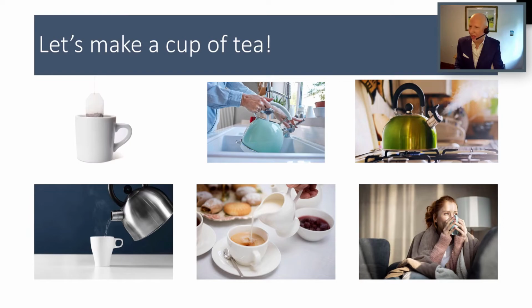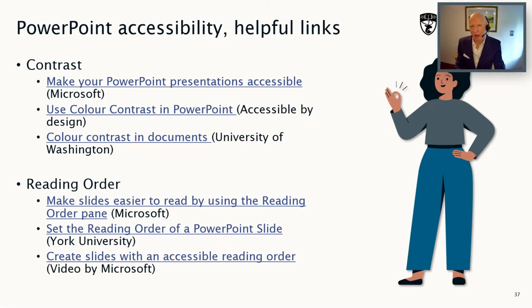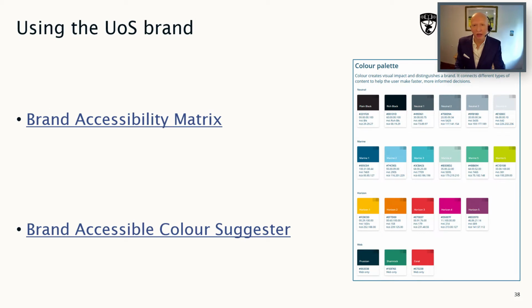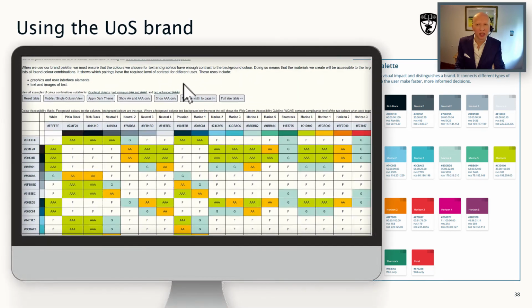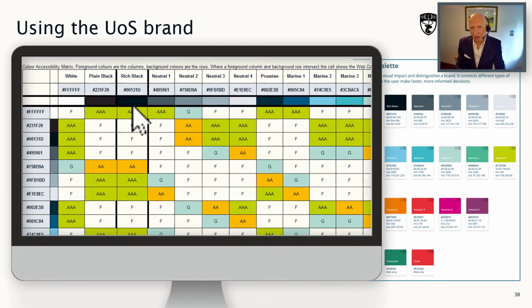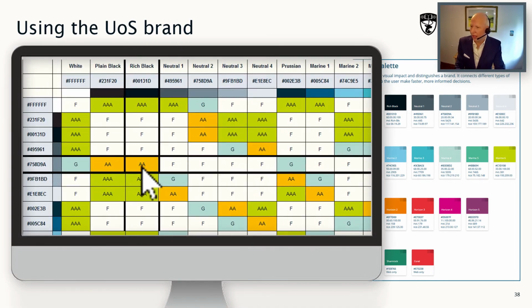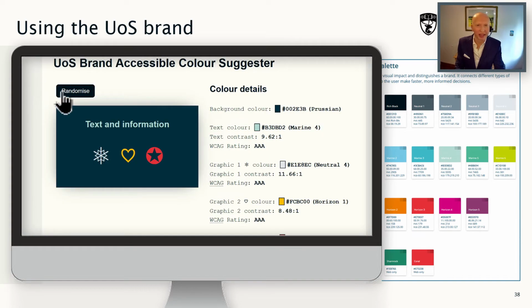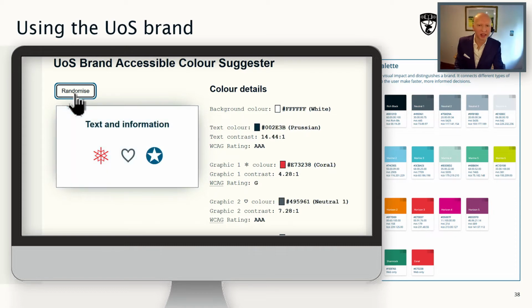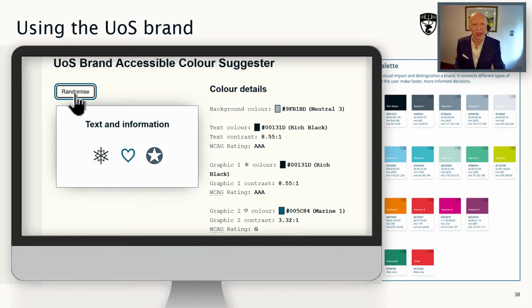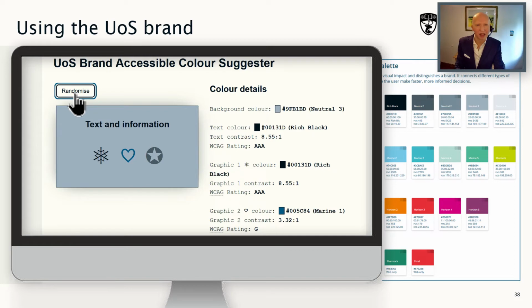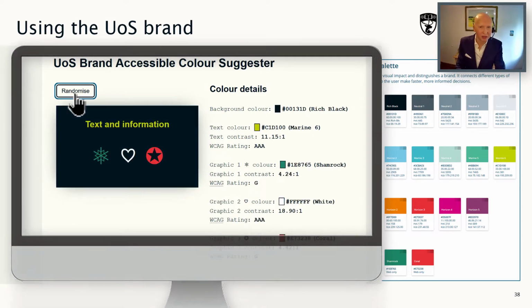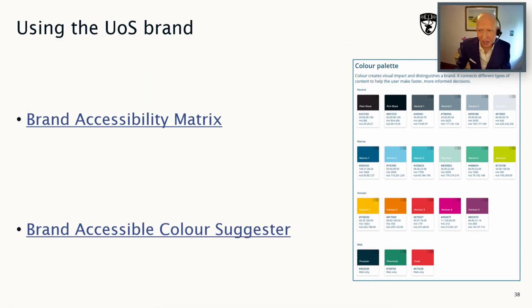Awesome, so that's resolved that issue. We've got lots of links to help you out if you want to learn more. If you're using our university brand, then we've got a helpful color matrix which will tell you which colors are accessible when you use them with each other. And if you're just looking for some ideas of accessible color combinations you could use, we've also got an accessible color suggester where you can click on a randomize button and get a selection of different background, text and graphic colors that you could use for your next infographic or presentation.